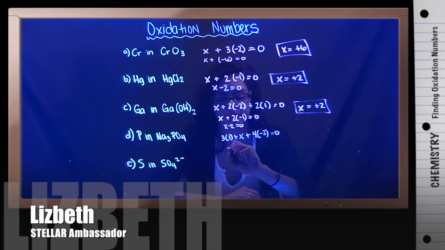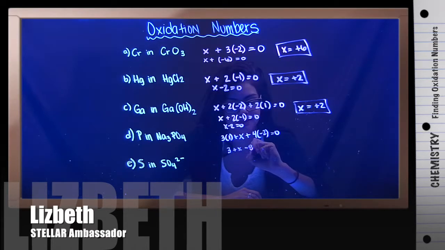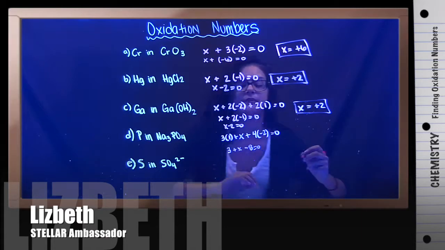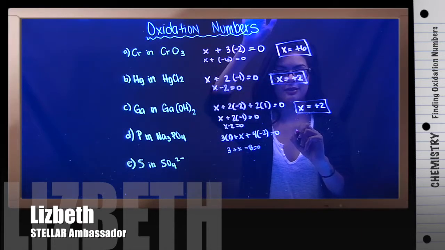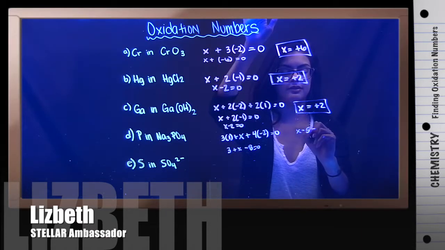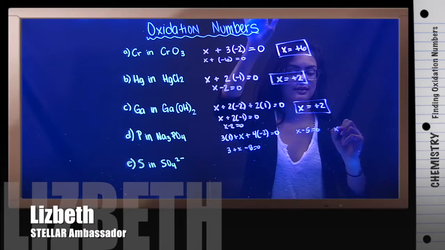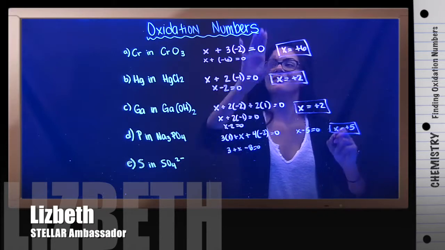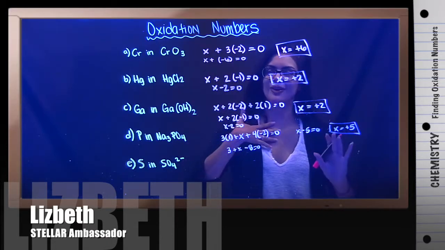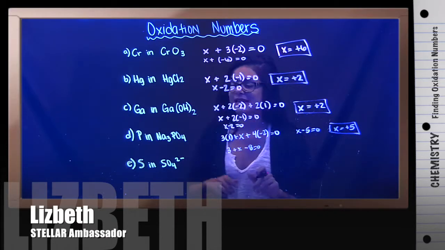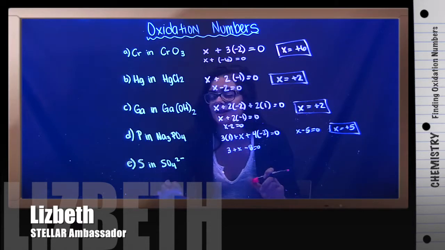So then I have 3 plus x minus 8 is equal to 0. So I have x minus 5 is equal to 0. So x is equal to +5. And that's going to be the oxidation number for phosphorus.